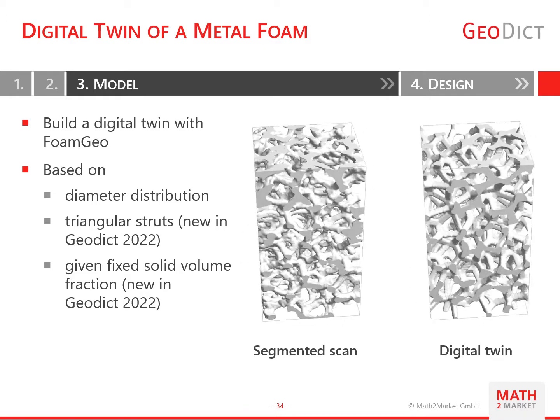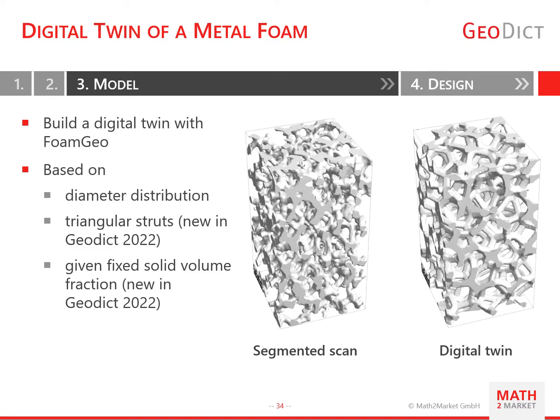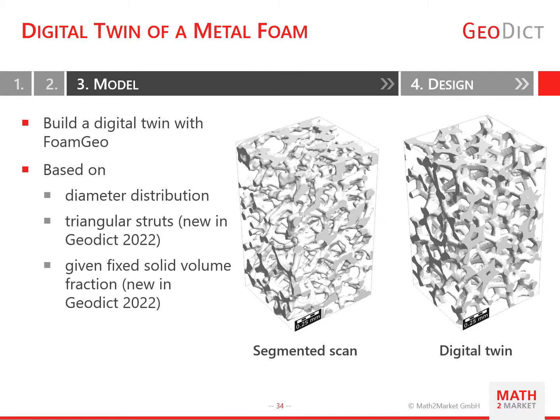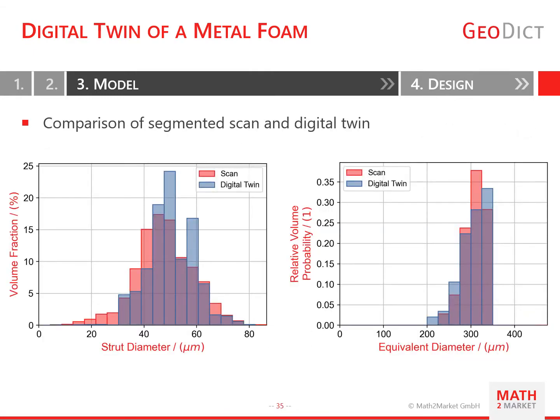We used triangular struts and set a fixed solid volume fraction. Those two functionalities are new in GeoDict 2022. Here you can see the images of the segmented scan and its digital twin. To check whether the twin matches the segmented scan, we compared the strut and the pore diameters. In the diagrams you can see that they both fit quite well.